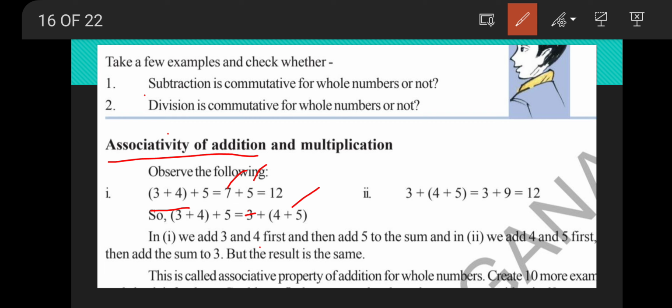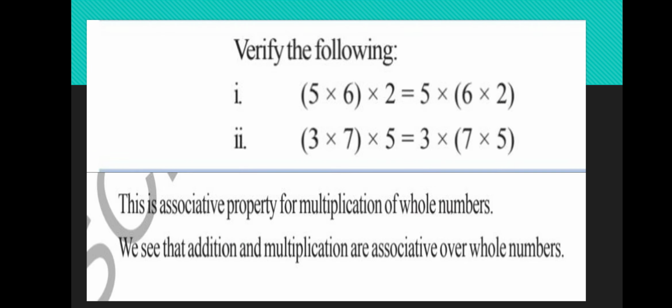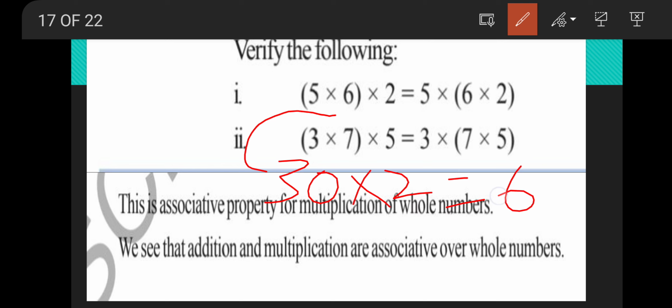4 plus 5, what is 4 plus 5? It is 9. And 3 plus 9 is 12. So both the answers are the same. If you add 3 whole numbers in any order, we will get the same answer. This is called the associative property. And if you multiply 3 numbers in any order, we will get the same result. Suppose 5 into 6, 30, into 2 is equal to 60. Like that, if you take 5 into 6 into 2, 12, it is also 60.